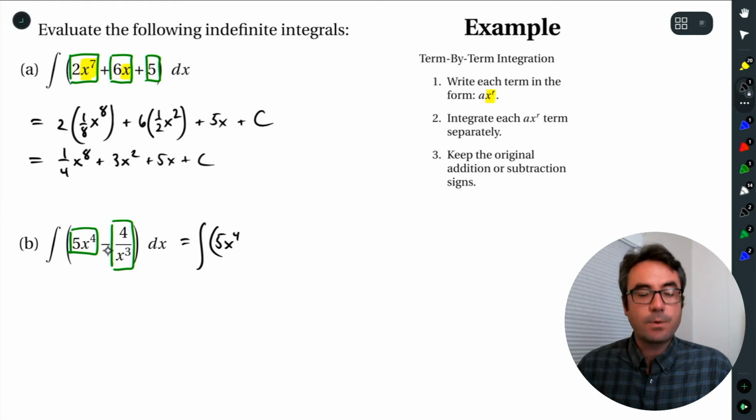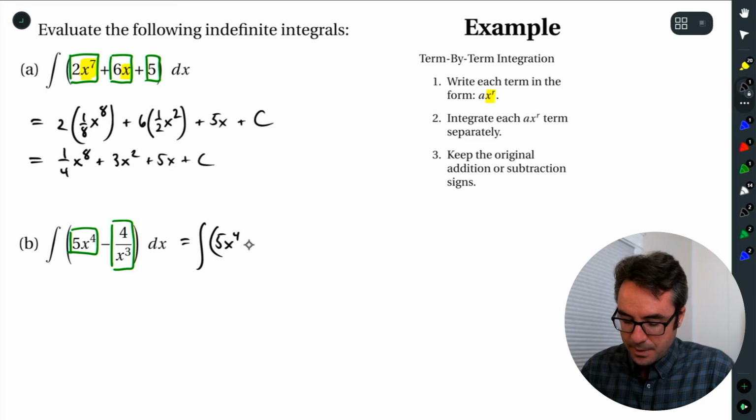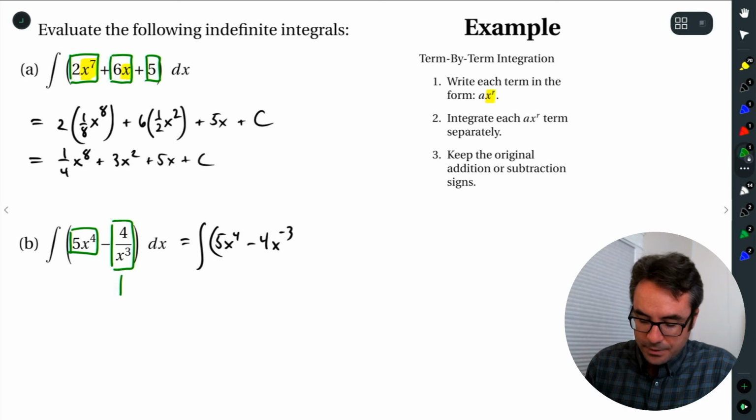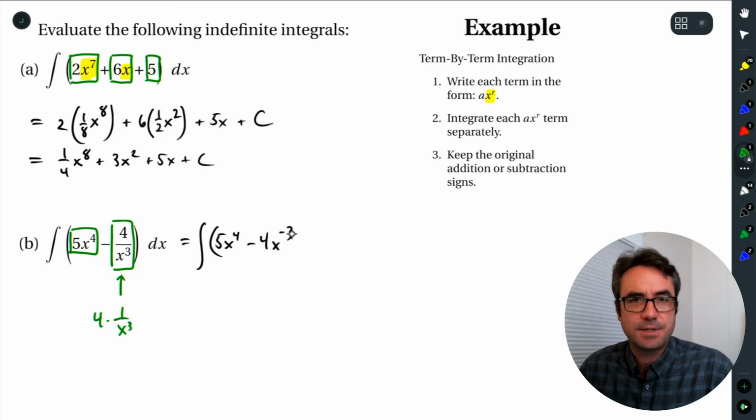So I'm going to rewrite this as minus 4x to the minus 3. Minus because we had subtraction. 4 is our constant multiple. And if we wanted to, we could think of this as 4 times 1 over x cubed. And then instead of 1 over x cubed, that's just x raised to the minus 3.